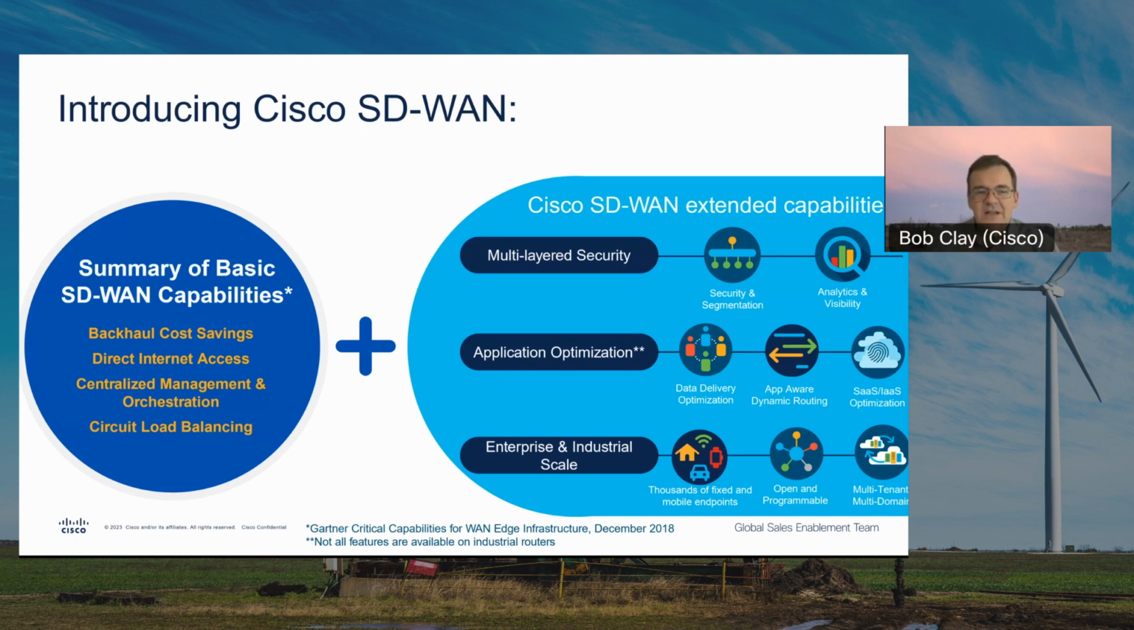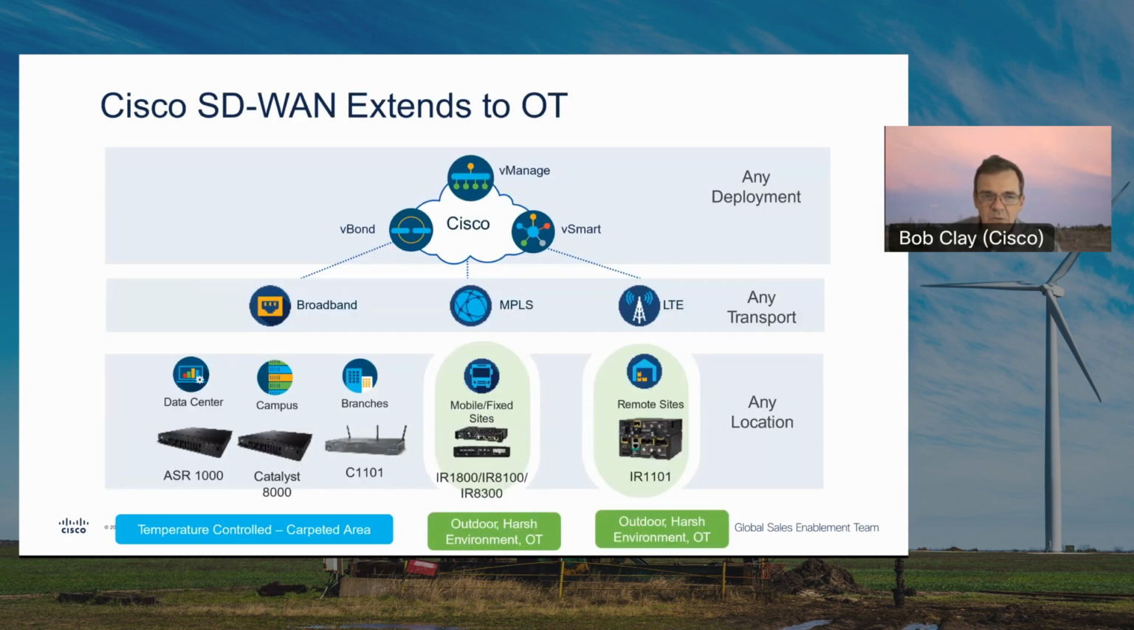And then Cisco adds to this the items on the right. So we include advanced features like security and segmentation, analytics and visibility, application-aware dynamic routing, and the ability to scale to thousands of fixed and mobile endpoints. And the one thing Cisco's done is continue to enhance our SD-WAN portfolio. At the bottom of this, you can see that we've added the industrial routers. I wouldn't say it's fairly recent, it's in the last couple of years that you've been able to do this, extending the SD-WAN to the industrial network.